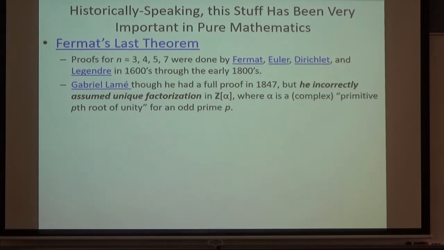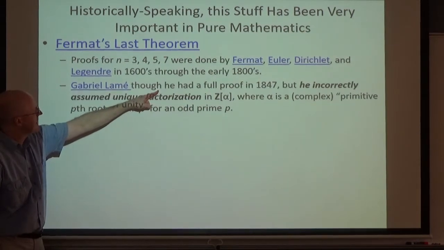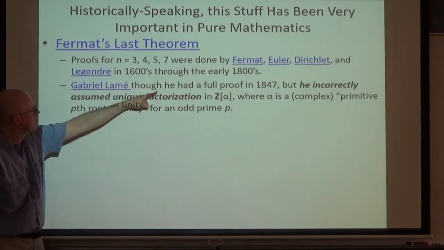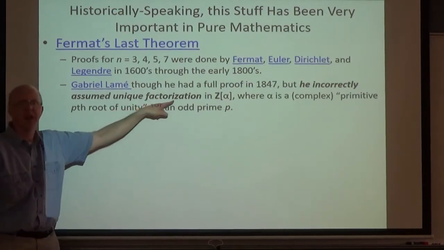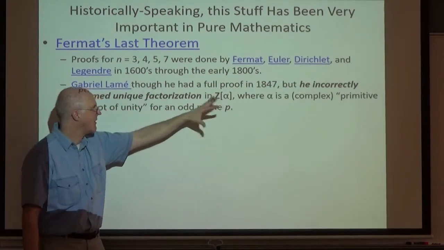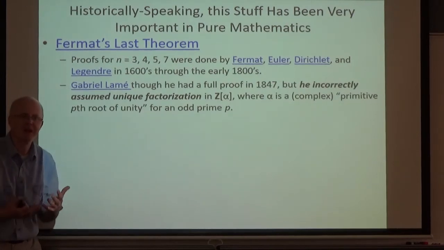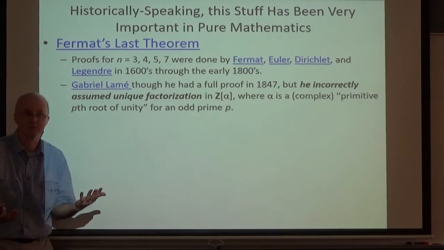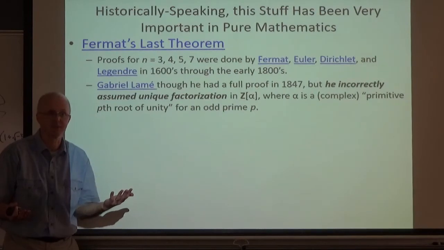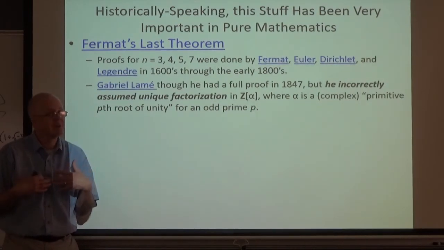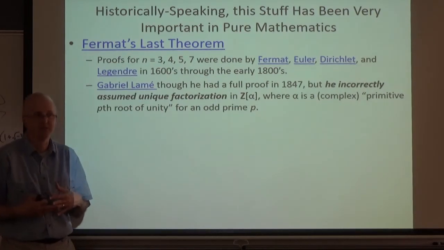Gabriel, I'm not sure how to pronounce this. It's French. Lamé? Not sure. Thought he had a full proof in 1847, but he incorrectly assumed unique factorization in Z[alpha], where alpha is what's called a complex primitive p-th root of unity for an odd prime p. So he made an incorrect assumption in this proof, and that's common in faulty proofs, making an incorrect assumption about something. Usually you're assuming it because you think it's obvious or because you just don't think about it. Those are the two reasons people make that kind of mistake.